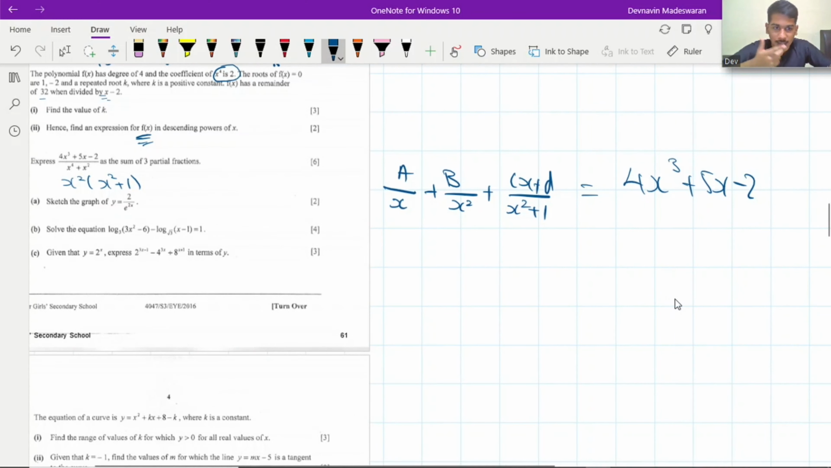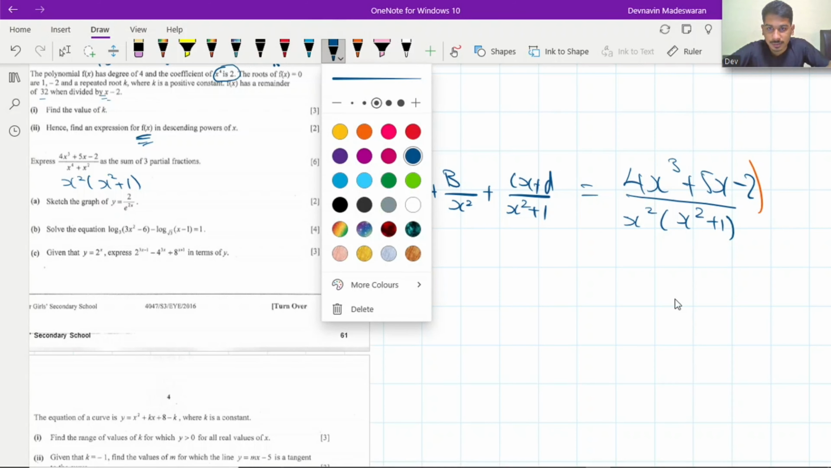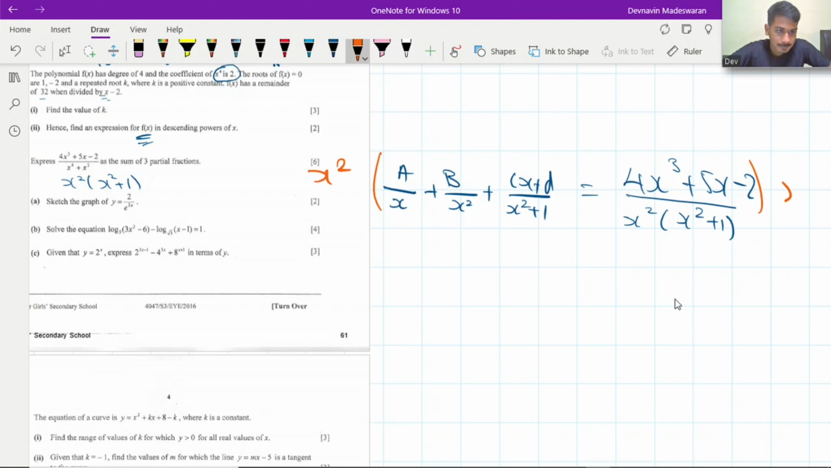So I guess I will do the cover up method. Maybe I'll make a video of the cover up method too. The idea of the cover up method is that I times both sides by x squared. So this will be gone, and this will be gone, but that will be x here and that will be x squared here. Then I'll substitute x equal to 0.